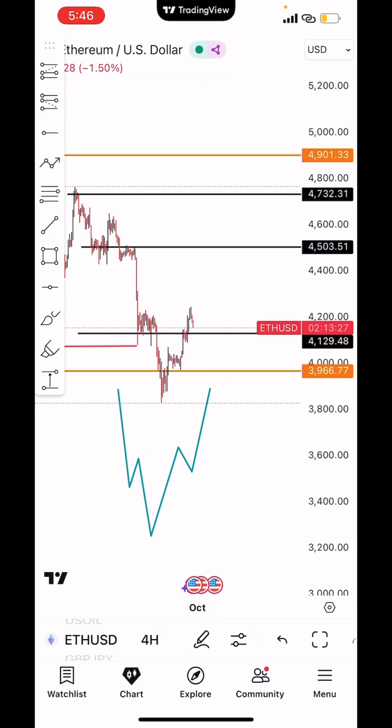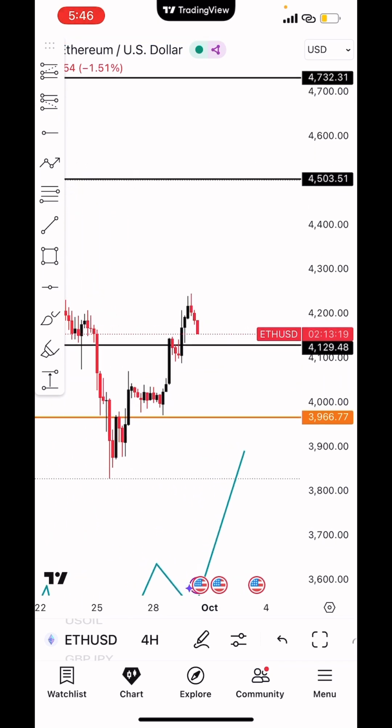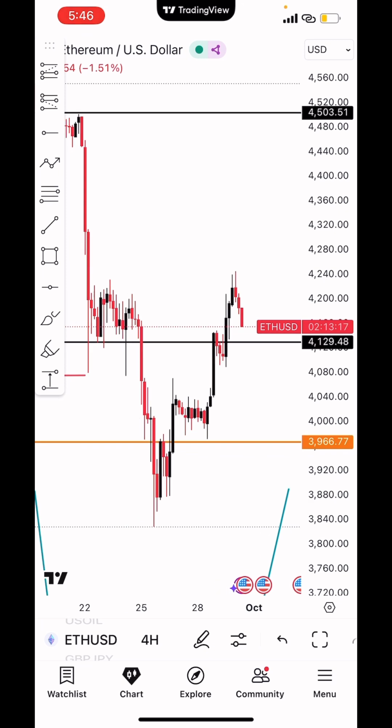We are expecting it from this market. That is why I said we are going to take a quick buy. And from the 4 hours time frame, you can see that the market is doing what? Creating series of higher highs and higher lows.